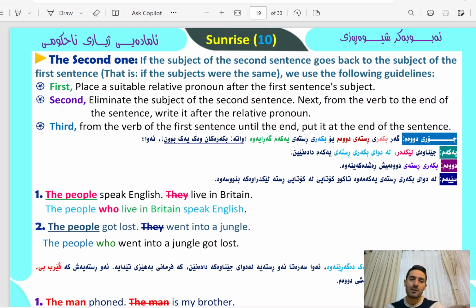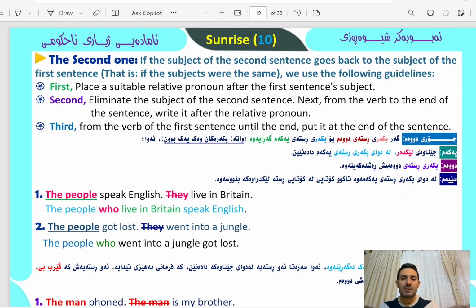The first one is: place a suitable relative pronoun after the first subject of the sentence. The first step is really easy. What do we do? The first step, if I simplify it more: I have to write down the first subject like itself. For example, I say: the people speak English, they live in Britain. Okay.